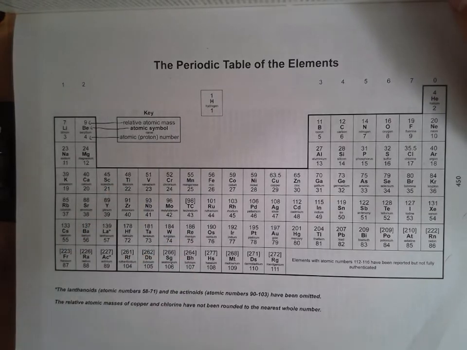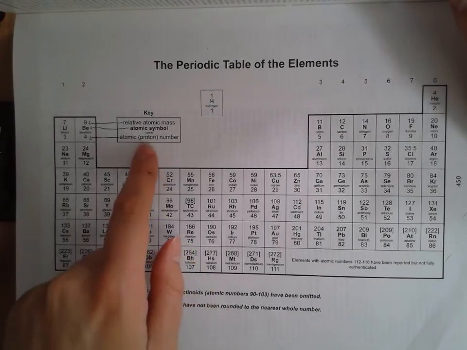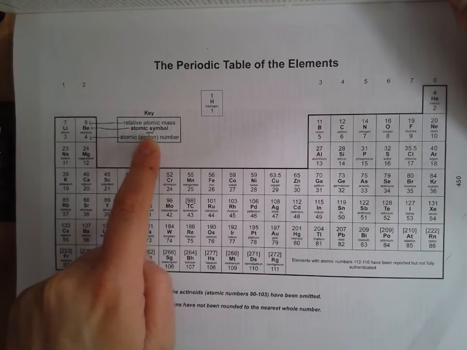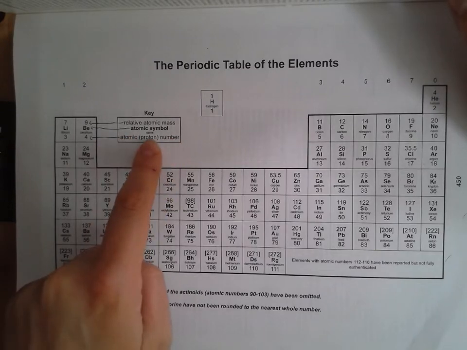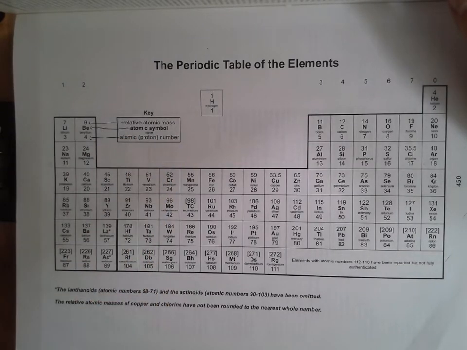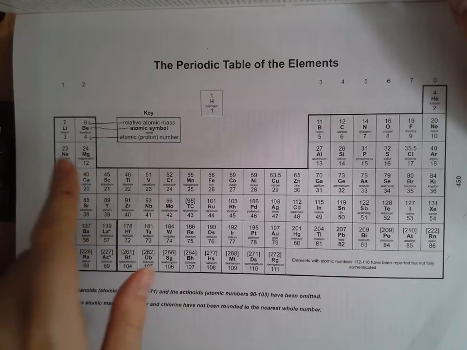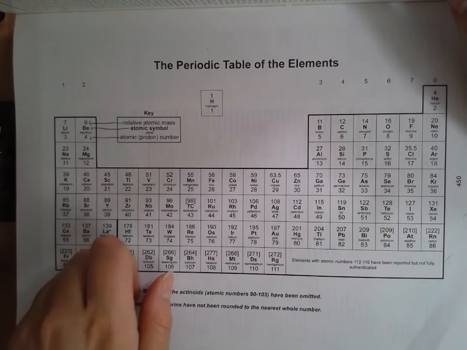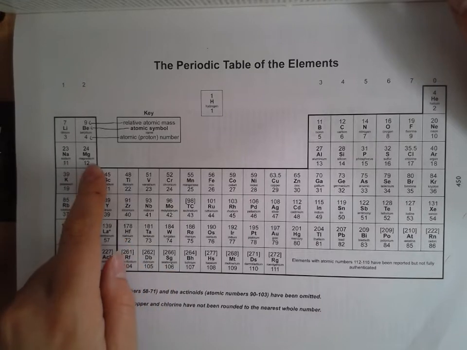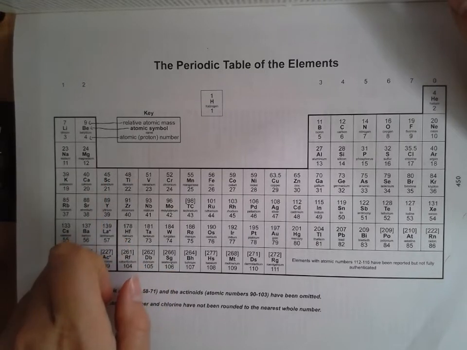They could ask you, what does the atomic number tell you about an atom? It tells you the number of protons. Again, that's there for you on your periodic table. The atomic number tells you the number of protons. Or they could ask, how many protons does beryllium have? It's got an atomic number of 4, so it's got 4 protons. How many protons does magnesium have? It has got 12.